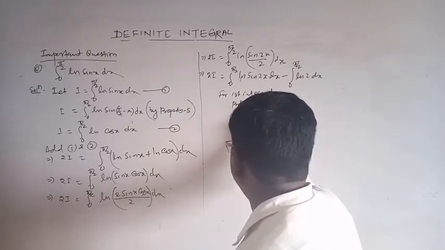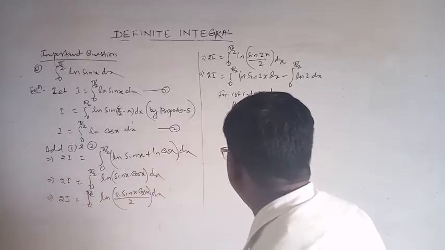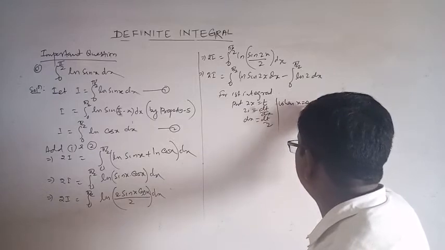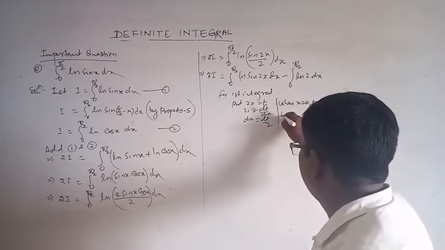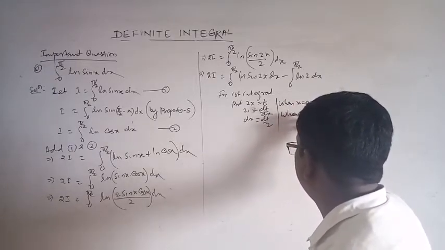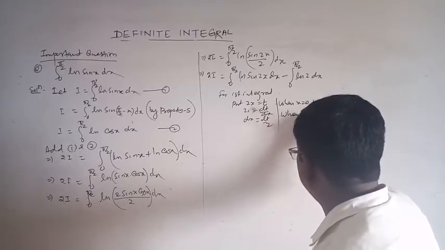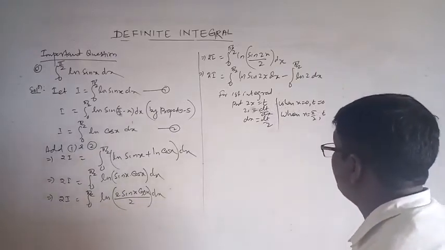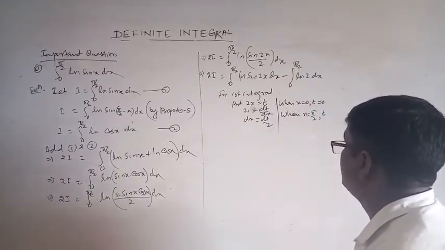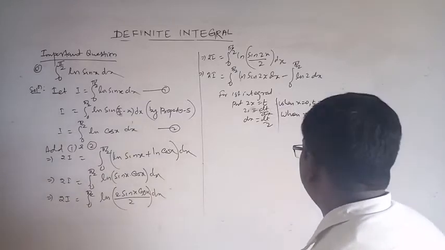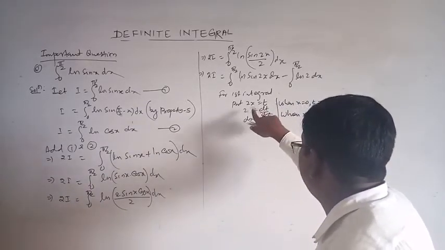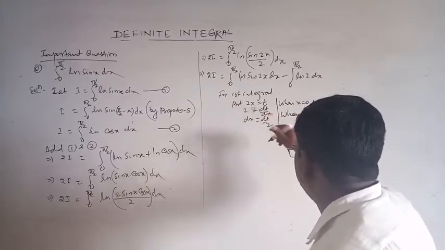dt by dx, or dx is equal to dt by 2. When x is equal to 0, t is equal to 0. When x is equal to pi by 2, t is equal to what? Pi. When x is equal to 0, t is equal to 0. When x is equal to pi by 2, t is equal to what?